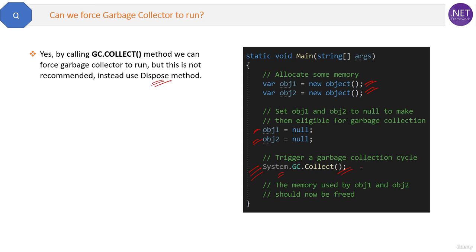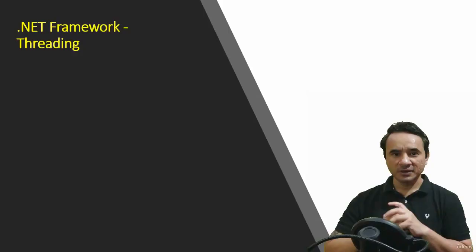The reason is GC.Collect will call the garbage collector, which will start checking all the other objects also, right? Which is very costly in terms of performance. Rather, use the dispose method, because that will only release the objects which you want to release. That will not check all other objects, and that is the answer.